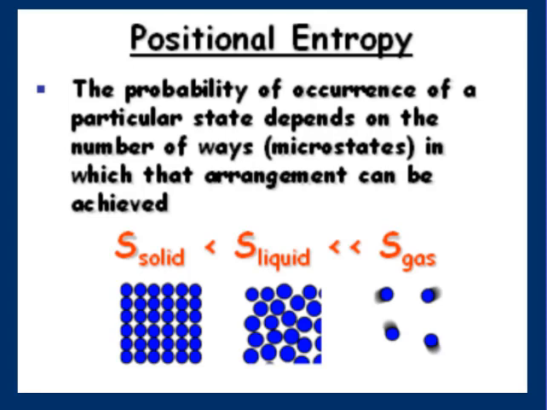Solids have the lowest positional entropy because there's only so many places in a container that a solid can be, because it's only vibrating. Liquids have more positional entropy. They're flowing past each other. And then gases have the most positional entropy because they completely fill the container. So gases have way more positional entropy than solids and liquids.